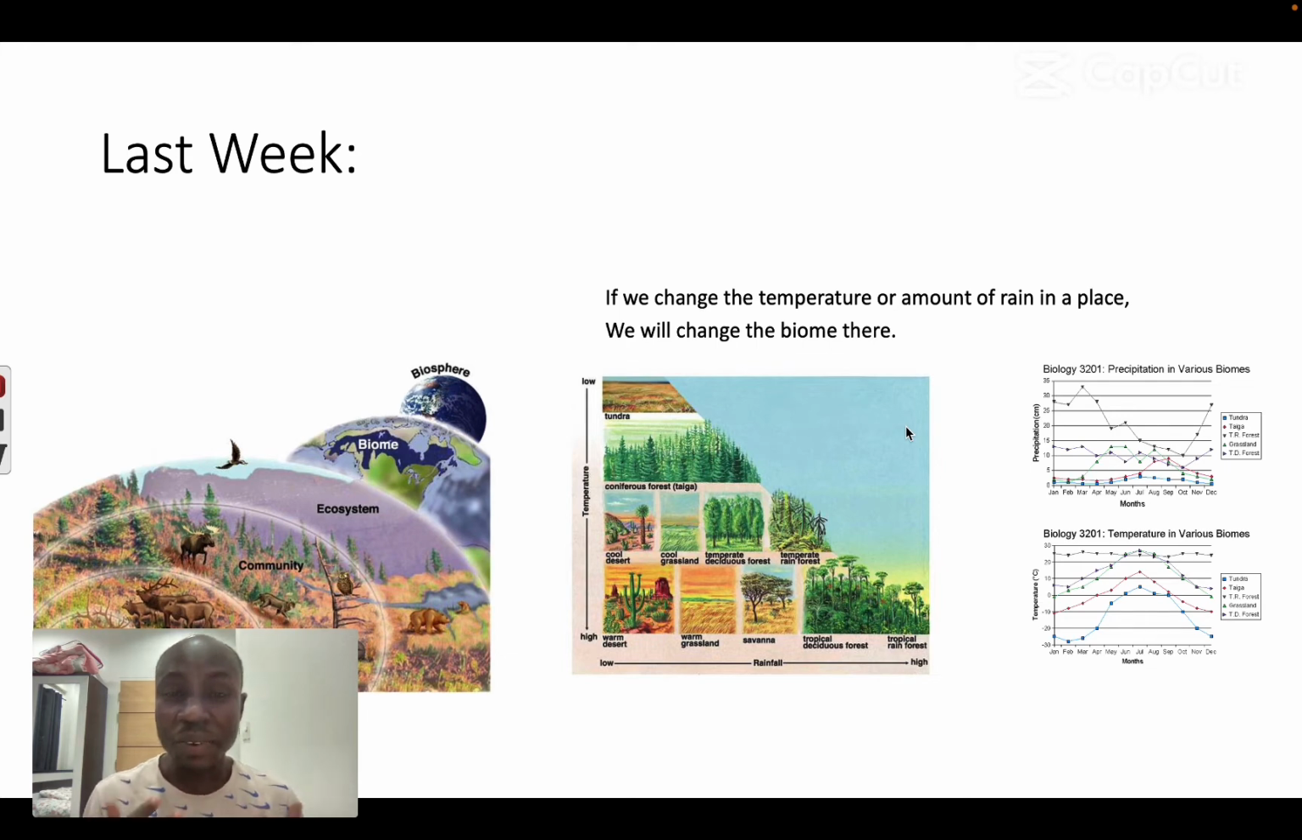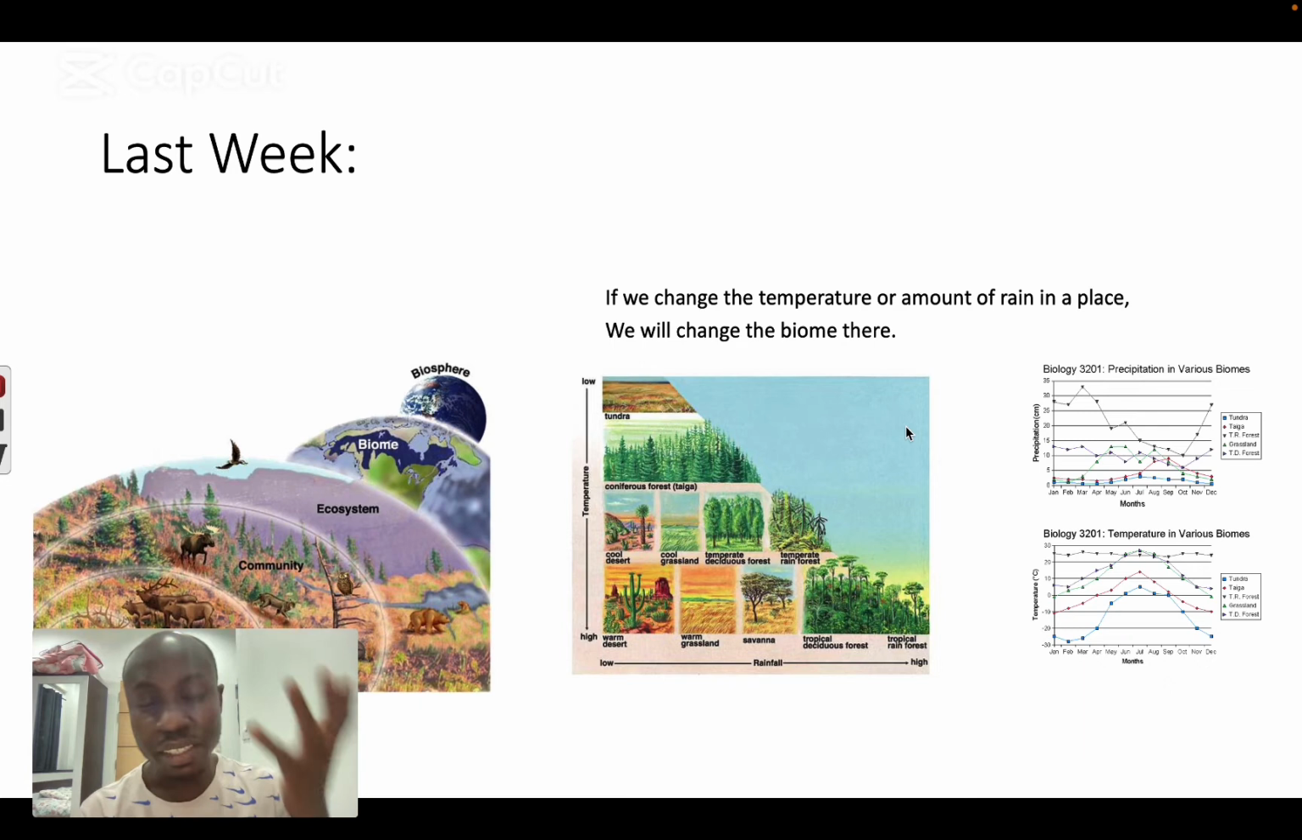Before we start, let's quickly review what we studied last week. We talked about the biomes and we looked at how temperature and rainfall affect the biomes, and we said if we change the temperature or the rainfall in a place, we can change the biome of that place. And this is an important point, because if we increase the temperature in the world, we can affect or change some of the biomes.